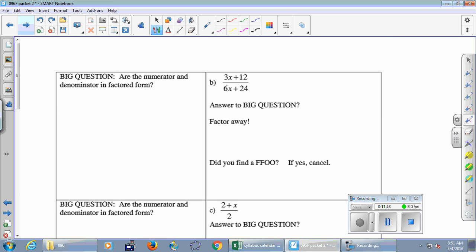Next page. Just simplifying. 3x plus 12 over 6x plus 24. I see lots of things I want to cancel. Can I cancel right now? No, because it's not multiplication, it's additions. Or wait a minute, what about this? This is a 3 times x, and this is a 6 times x. So can I cancel the x's? Or can I reduce the 3 over 6? Yes? No?